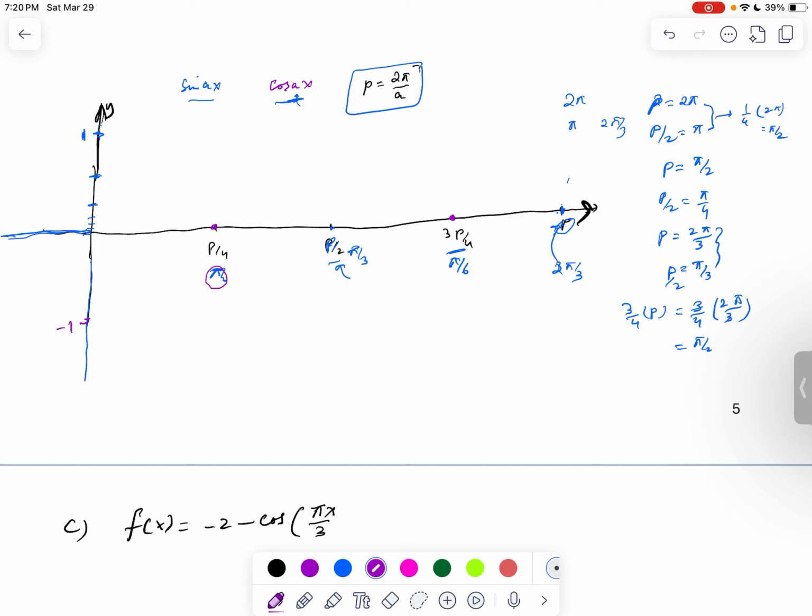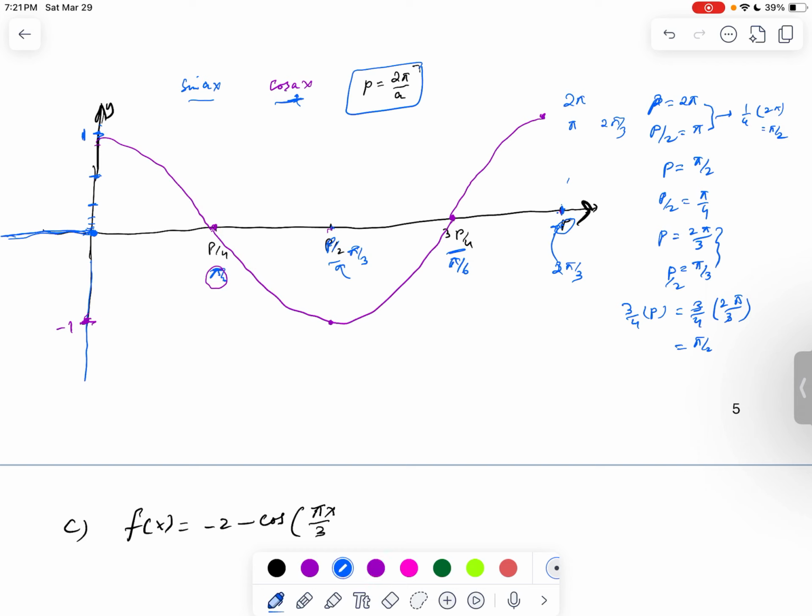And now I'm drawing this without any transformation applying, only using the period. So at this value it will be 0, at the middle value here it will be -1, and at the next value it will be 0. At the period it will be 1 again, and the graph will go like that. For the sine graph, you'll start at 0.